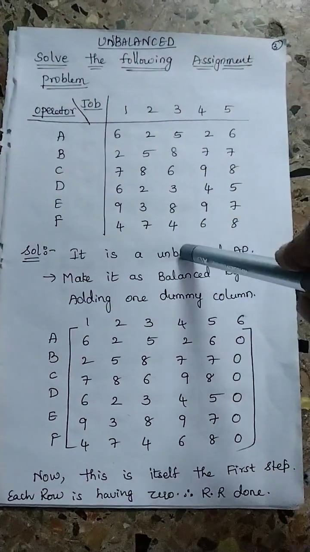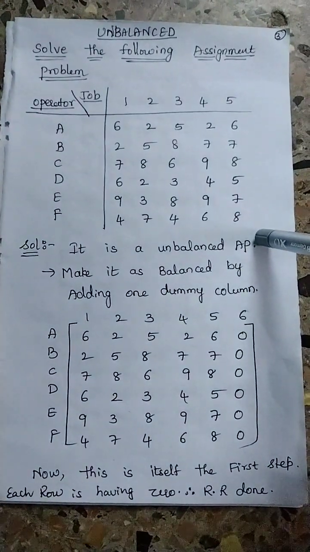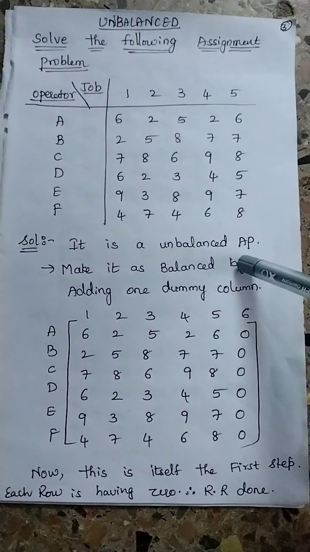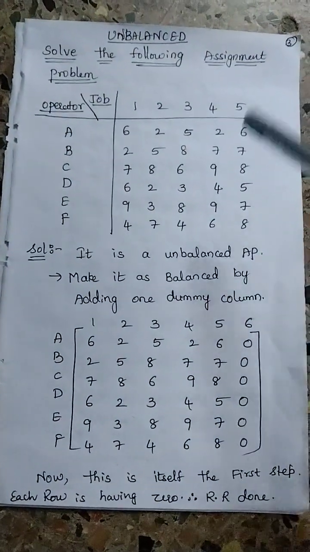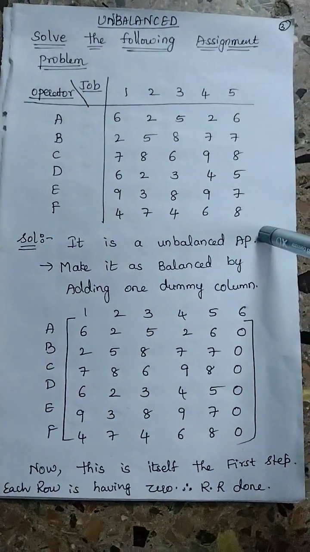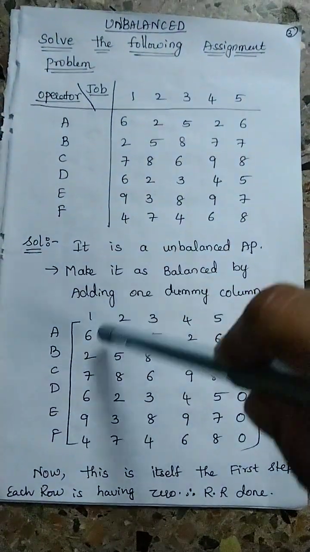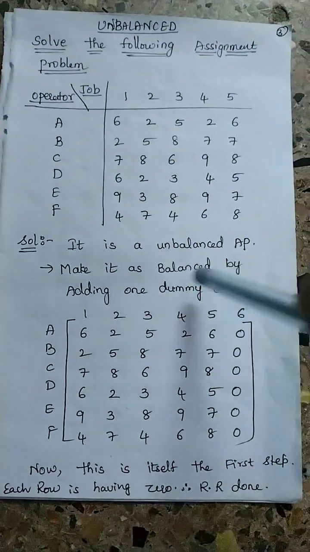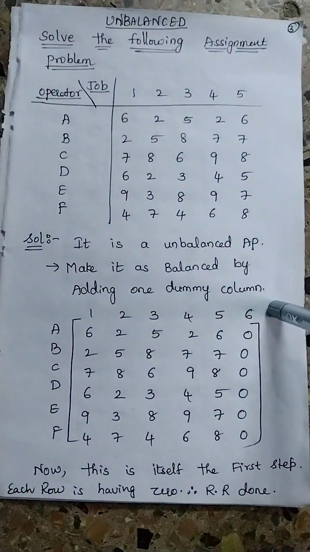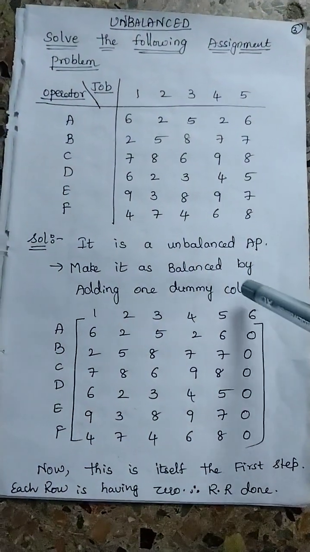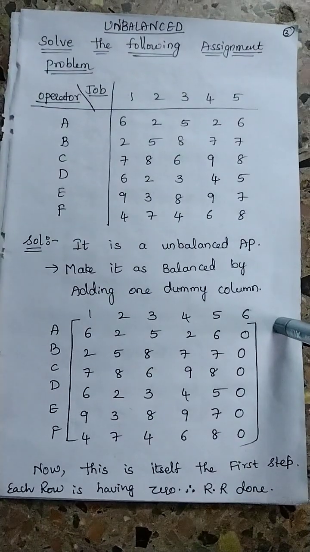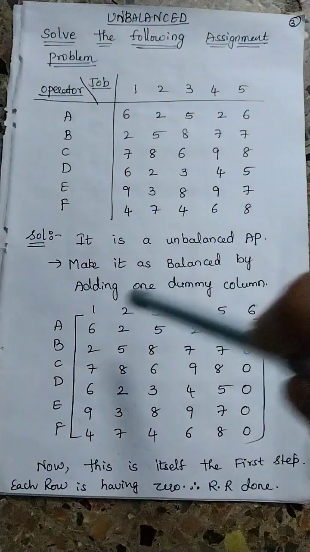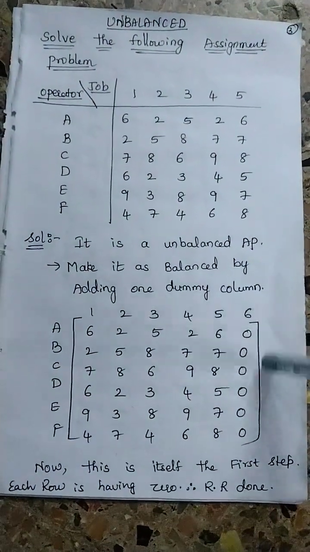So in your solution it is an unbalanced assignment problem. We have to make it a balanced assignment problem by adding one dummy column with cost zeros. Now there are 6 operators and 6 jobs. So what is the least value in each row, that means for each operator? 0.